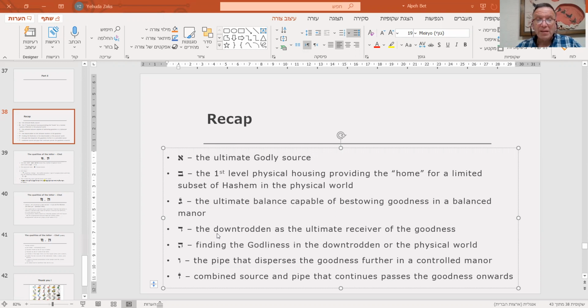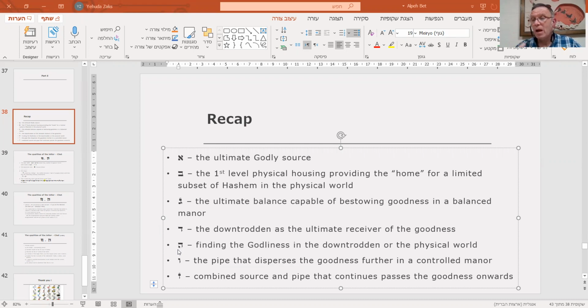The Dalet is the ultimate receiver, because a giver without a receiver is an incomplete world. And so the downtrodden, the Dalet, who has nothing, is dal, waiting to receive something. And when he receives, the Dalet turns into a Hay. The Hay has the shape of the Dalet with the Yud. The Yud is also just like Aleph's godliness, and the Dalet becomes a Hay.